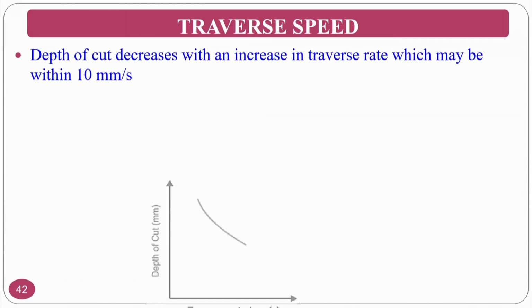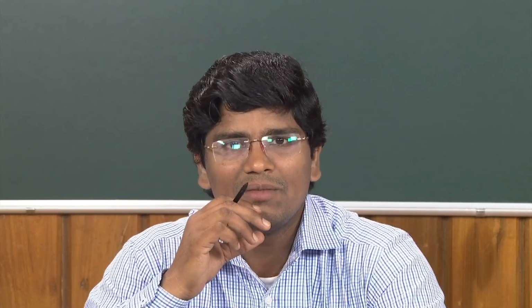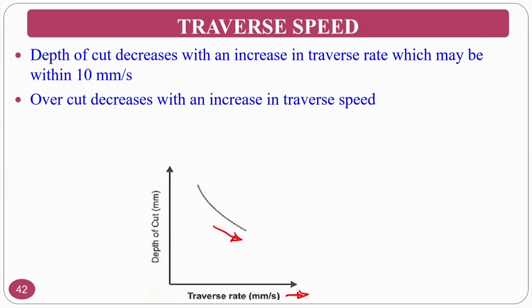Traverse speed: depth of cut decreases with increasing traverse rate. Assume that my nozzle is moving, at the same time the workpiece is stationary. In that case, if the nozzle movement is very fast, insufficient time will be there for cutting the workpiece material. That is why the depth of cut will decrease. So, overcut decreases with increasing traverse speed. That means that it doesn't have sufficient time to cut. That is why the overcut will always be reduced.